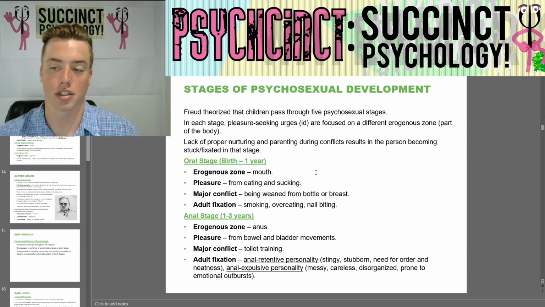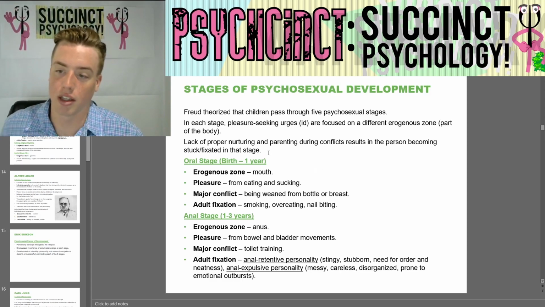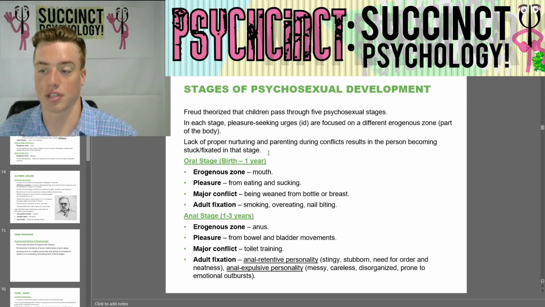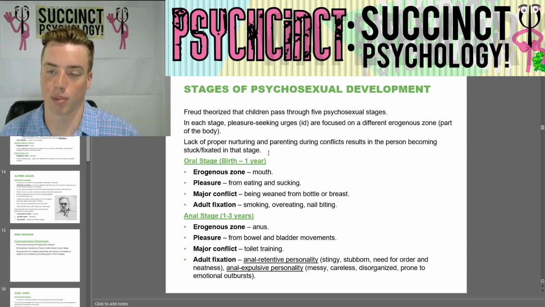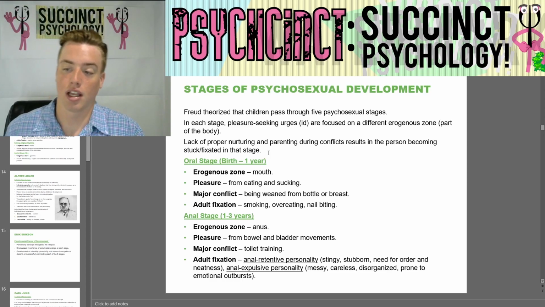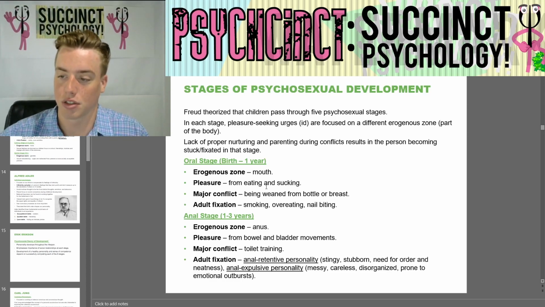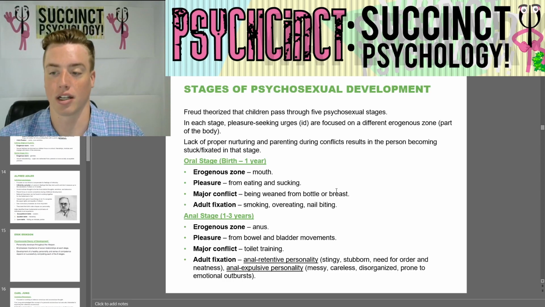So the oral stage is from birth to 1 year. The erogenous zone is the mouth. Your pleasure is from eating and sucking. Major conflict: being weaned from bottle or breast. And adult fixation is smoking, overeating, or nail biting.